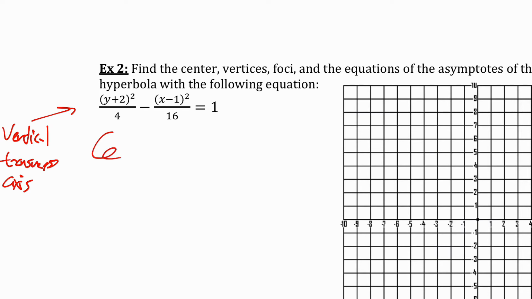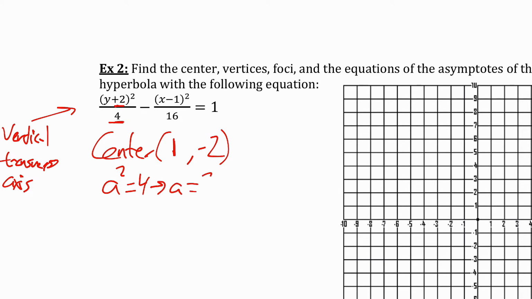Now, in this case, we do have a center. The y value comes from here. The y value is going to be negative 2. Remember, it's the opposite of what's being done. Our x value is positive 1. A, in this case, is going to come from this. A squared is 4, therefore a is 2. B squared, the other denominator, is 16, therefore b is 4.